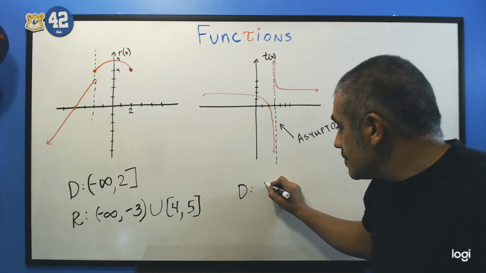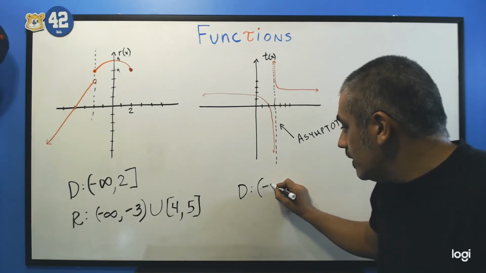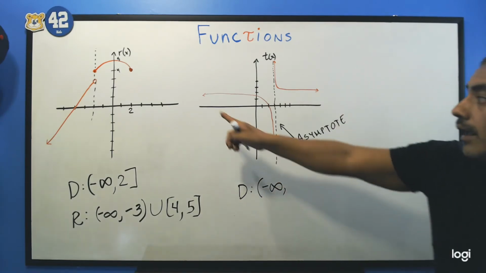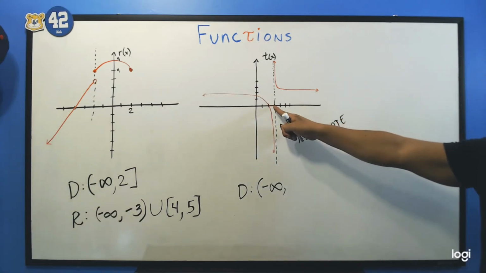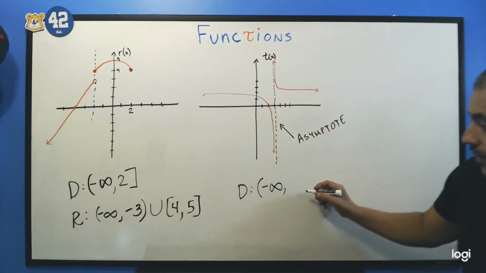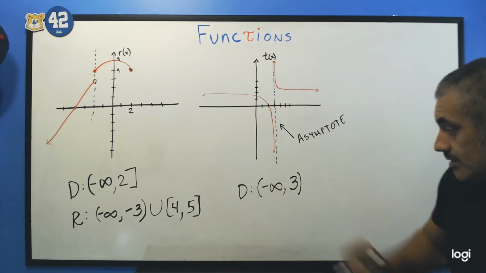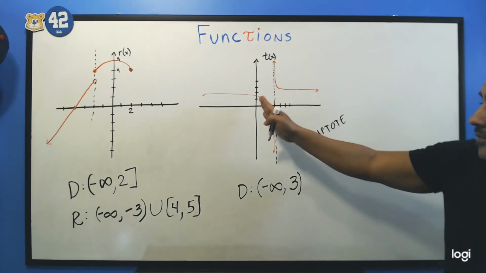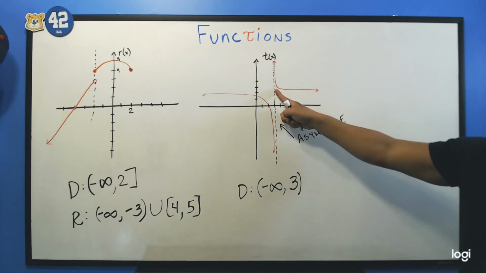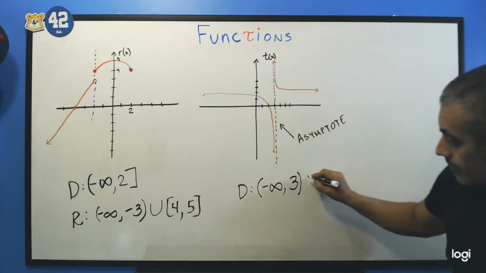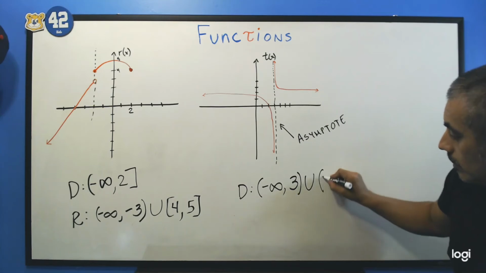And we're just going to say it's going to go from negative infinity. And as it approaches 3, it doesn't touch it. So we're going to say it's going to get to 3, but it's not really going to touch 3. But then we have to include the other side. So we're going to go from 3 all the way to infinity. So we're going to say union 3 to infinity.